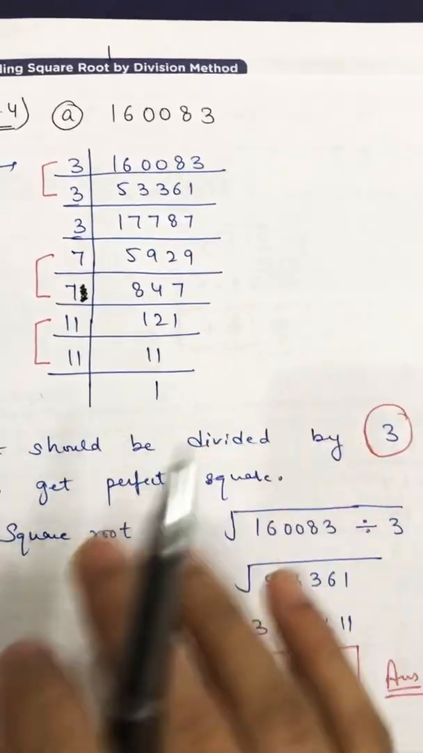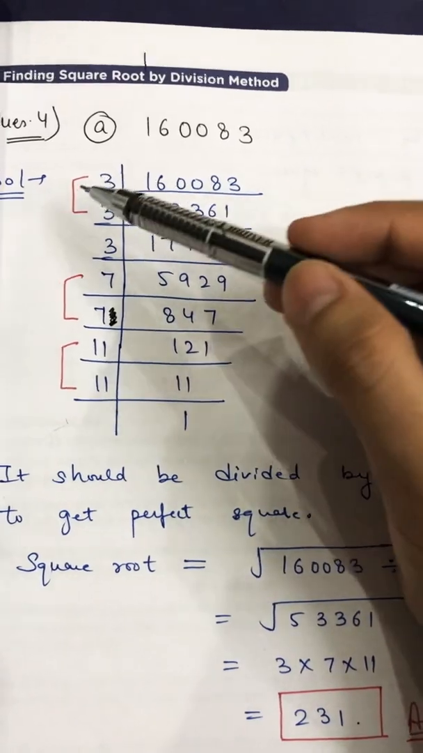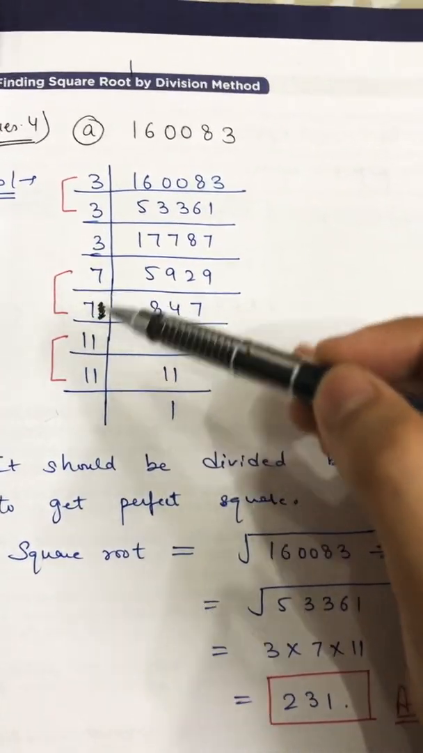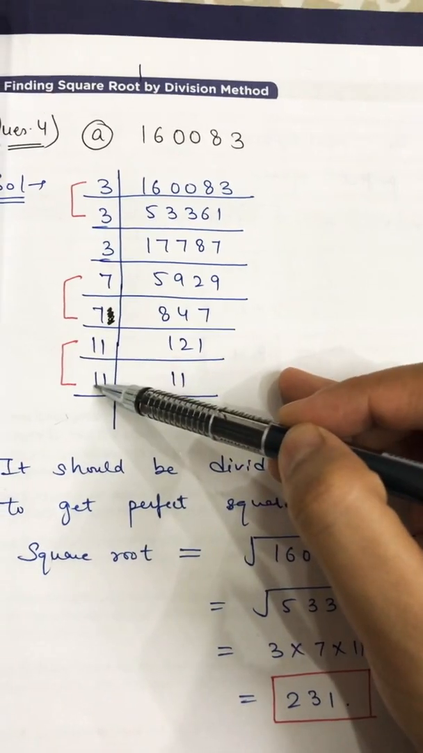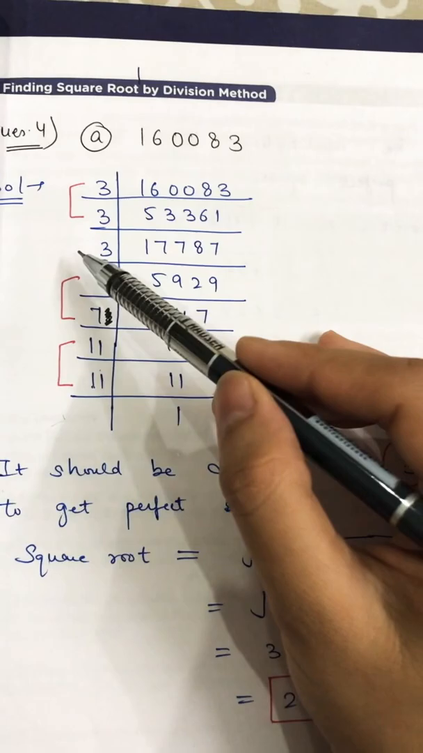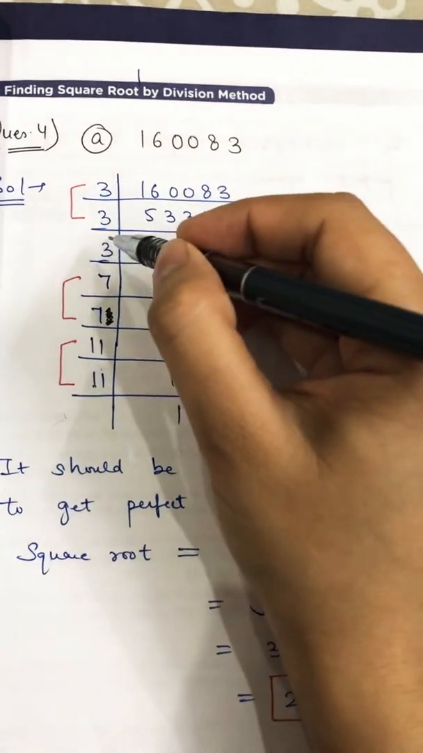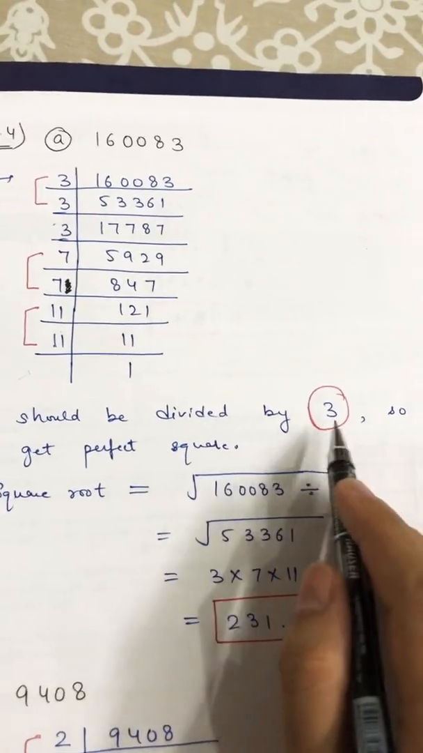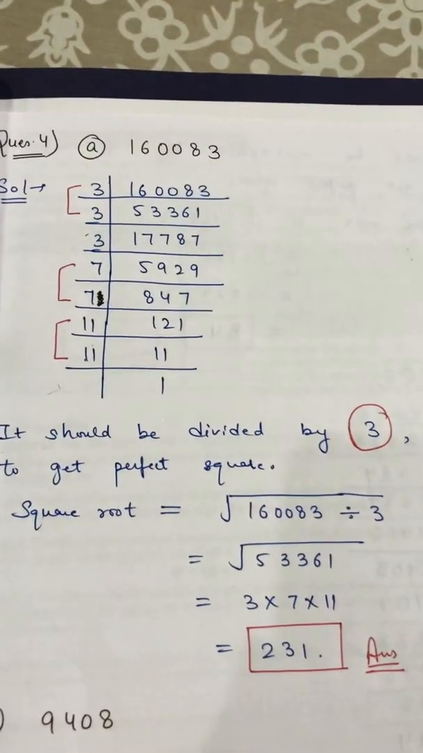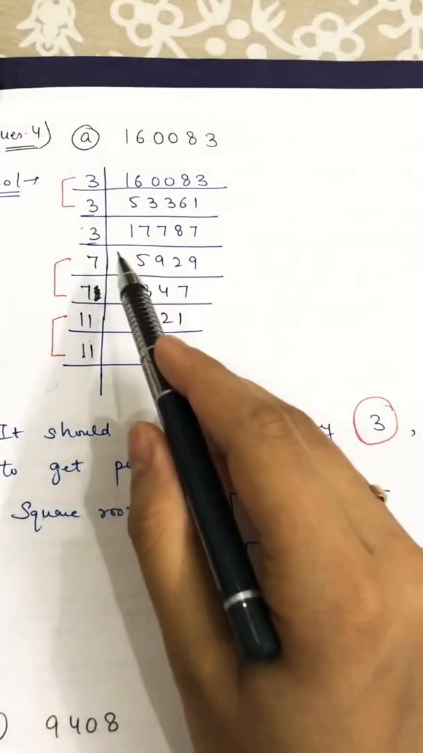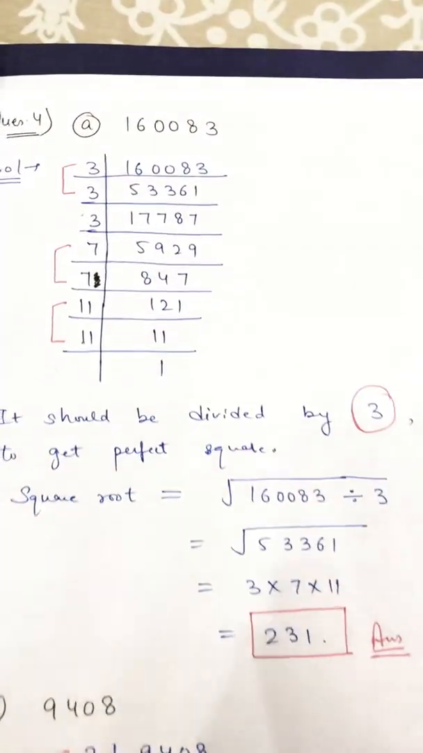Now how many numbers are we having in pairs? This is the first pair, 7 7, second pair, 11 11, third pair. So we are having 3 pairs. Which number is single? This 3 is single. So it should be divided by 3 so as to get the perfect square. So we will divide with 3 so that we will get the perfect square.